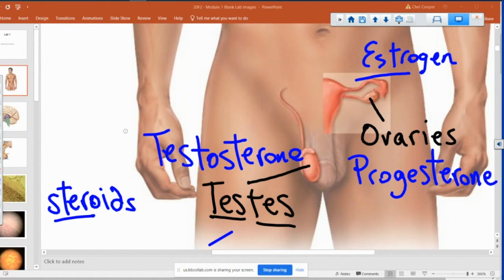By the way, we can call the ovaries and the testes collectively by a name you've probably heard: gonads. That's a medical term. So the gonads are the ovaries and the testes. Ovaries are gonads too? Yes. Now you're going to see why I do things like I do.